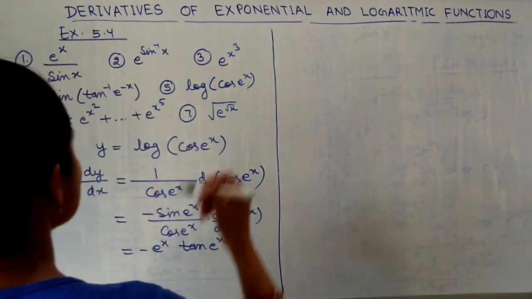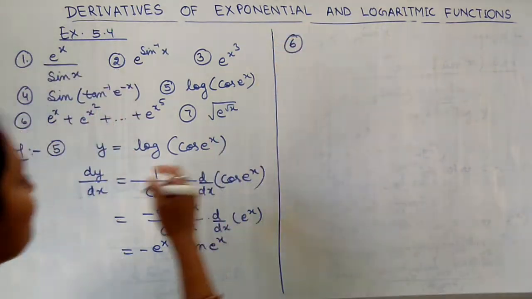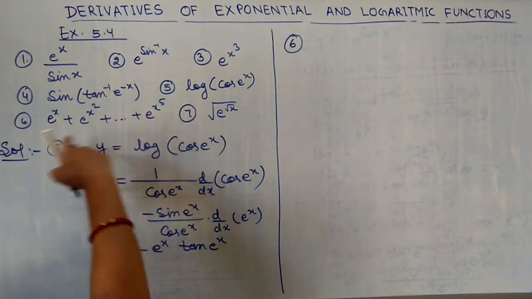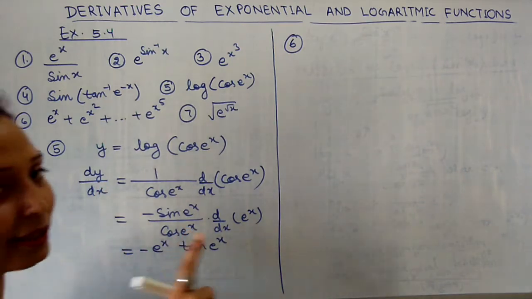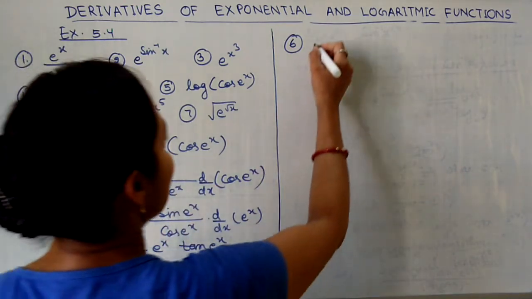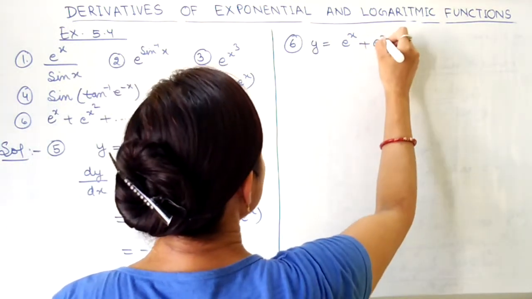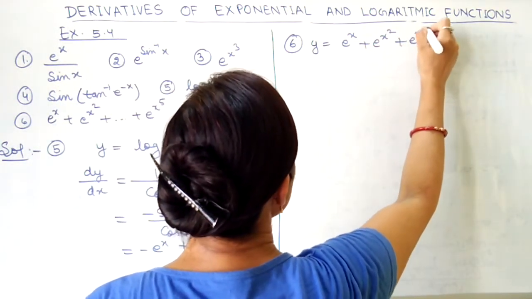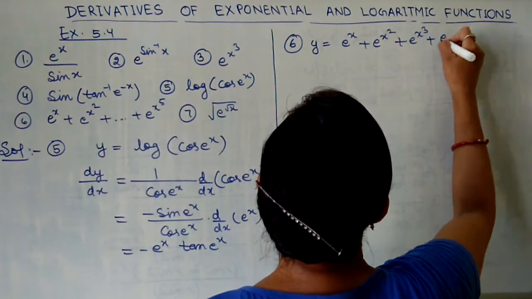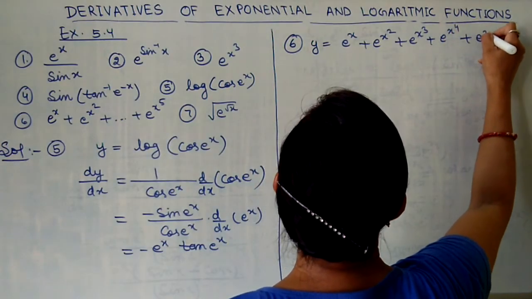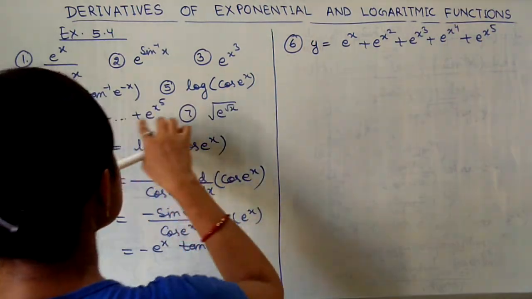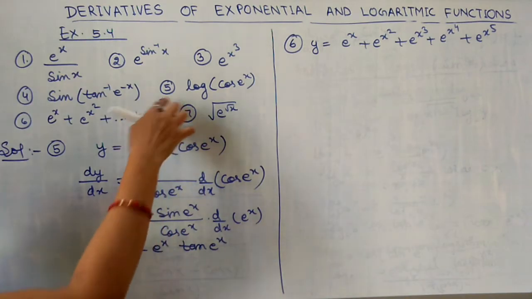Question number 6 is, students think that this is a very lengthy question, but it is not. How can you write it as y equals e^x, e^(x²), e^(x³), e^(x⁴) and e^(x⁵)? Actually, this goes up to e^(x⁵).